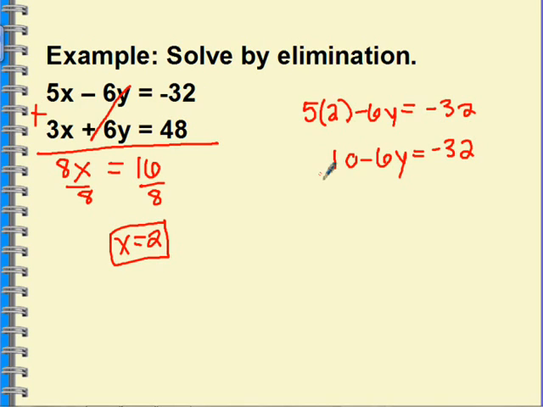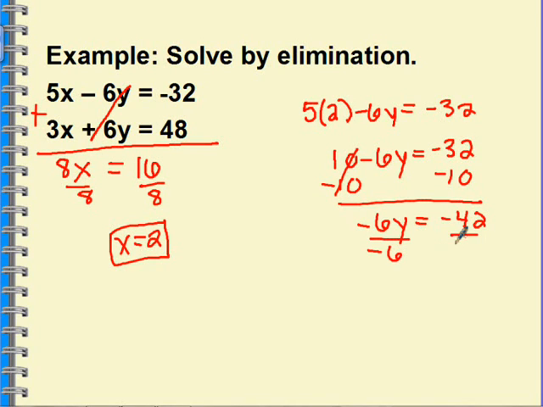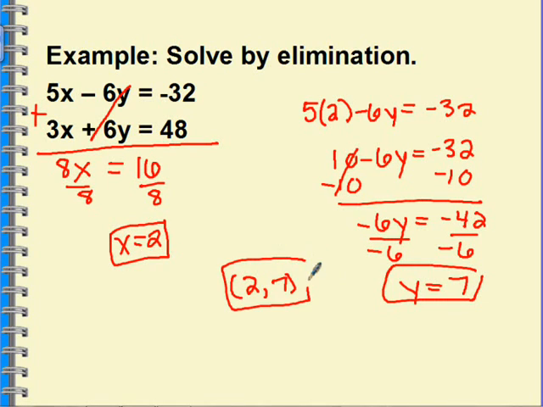Now I need to solve for y. So we need to move this positive 10 to the other side. So I'm going to do the opposite. I'm going to subtract 10 from both sides. So I get negative 6y equals negative 42. Divide by negative 6. So y equals 7. So my final answer, of course, needs to be written in my xy form. So final answer, 2, 7.